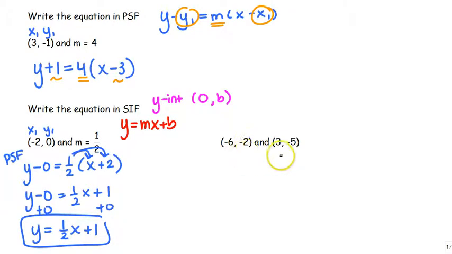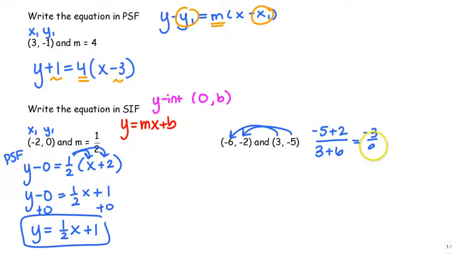Now sometimes I'm not given a point and a slope. In this case, I'm given 2 points. Remember, anytime that you have 2 points, think about what you still need. If I'm looking for slope-intercept form, I'm still looking for that slope. Given 2 points, I can use our slope formula. y2 minus y1, minus a negative means I'm adding, over x2 minus x1. I'm subtracting a negative, so I'm adding. That gives me a -3/9, which is a -1/3. Now I have my slope.